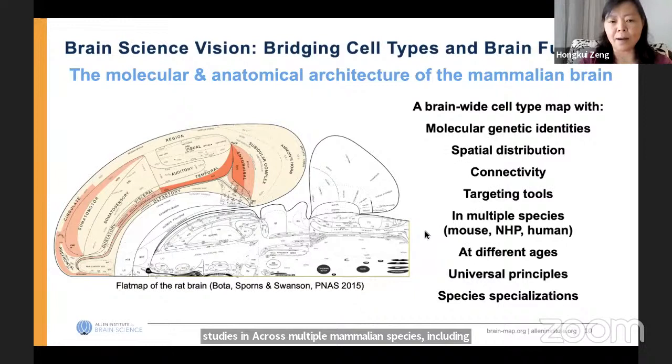And further, we would like to do that across the different ages of the animals from development to aging to understand how the cell types change with time and based on the experience of the animal or the person. Through this kind of work, we wish to gain a deep understanding of the universal principles of the brain organization that's rooted in the cell types, as well as the many potential species-specific specializations.